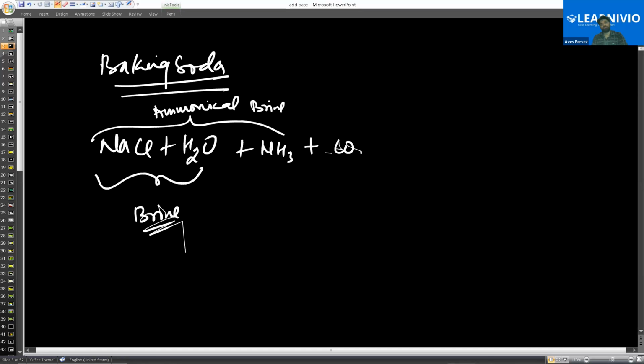Ammoniacal brine plus CO2. When you pass carbon dioxide to it, it will give you what? NaHCO3 plus NH4Cl, and this is baking soda.